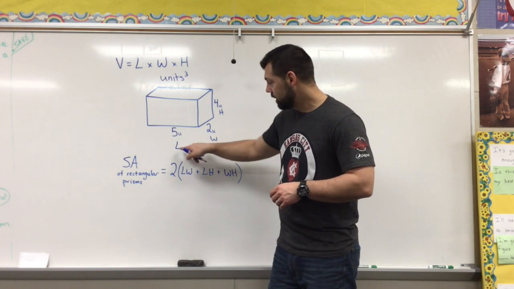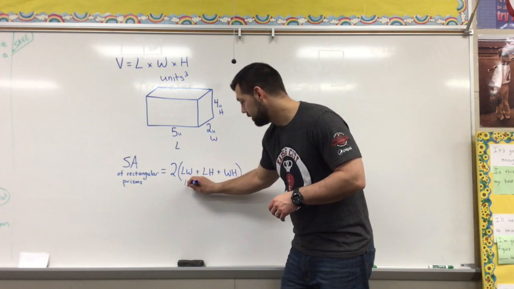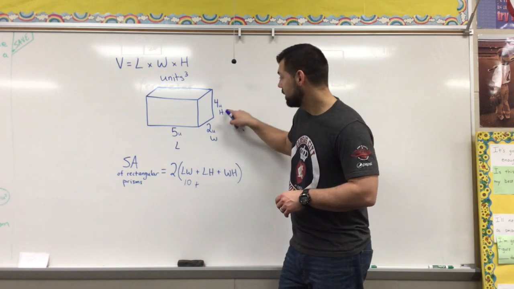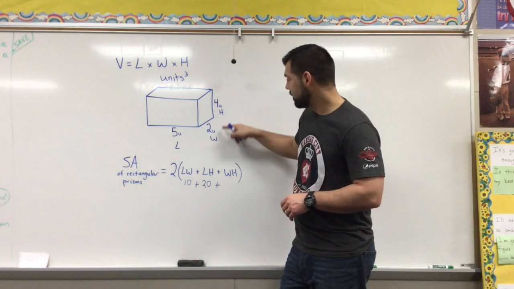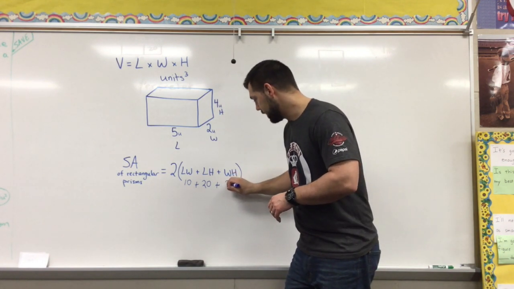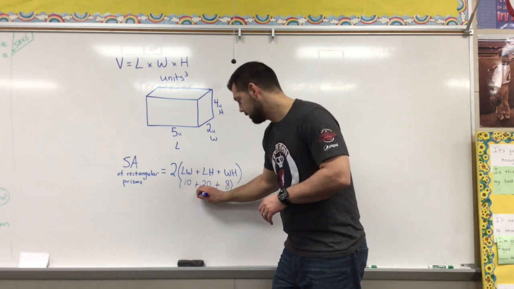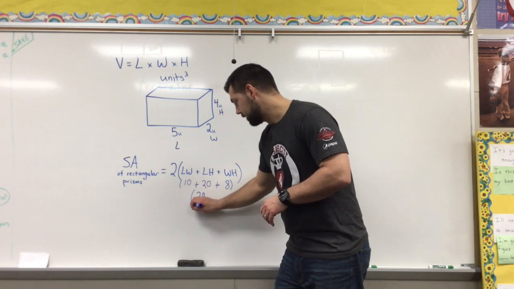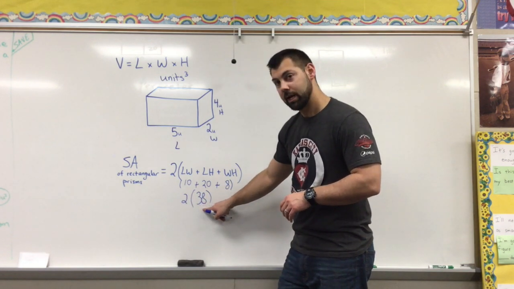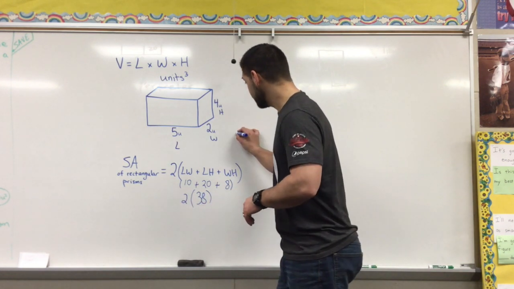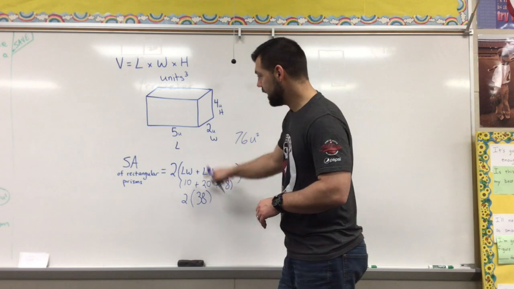So I can plug in my numbers, since I've labeled them already. Length and width is 5 times 2, right? That's going to be 10. Length and height is going to be 5 times 4, so that's 20. And then width and height is 2 times 4, and that's 8. So I'm going to add those together, 38. And I'm not done yet, because remember, I got this 2 out here, and that means 2 times 38. So that's going to be 76 units squared is the surface area for this box.